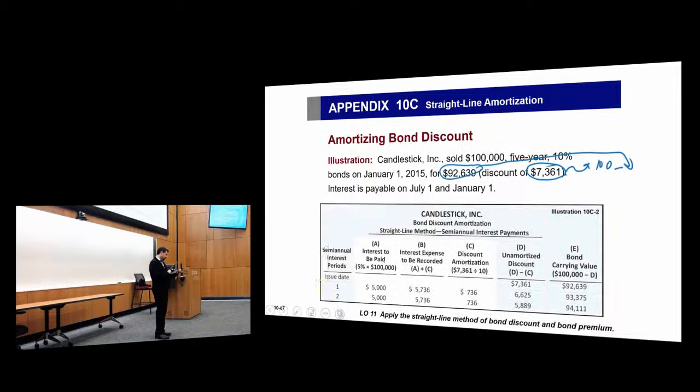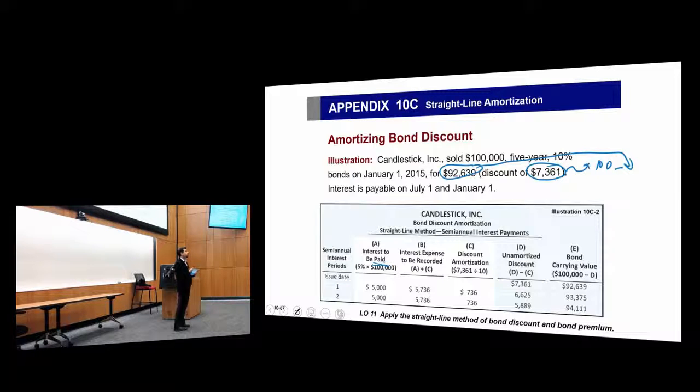this is the amount that the company will actually have to pay. Okay? This is 5,000. That's based on face value multiplied by interest rate multiplied by 6/12. Okay? This is based on the contractual interest rate and the face value. That's the amount of check that will be sent to bond owners.